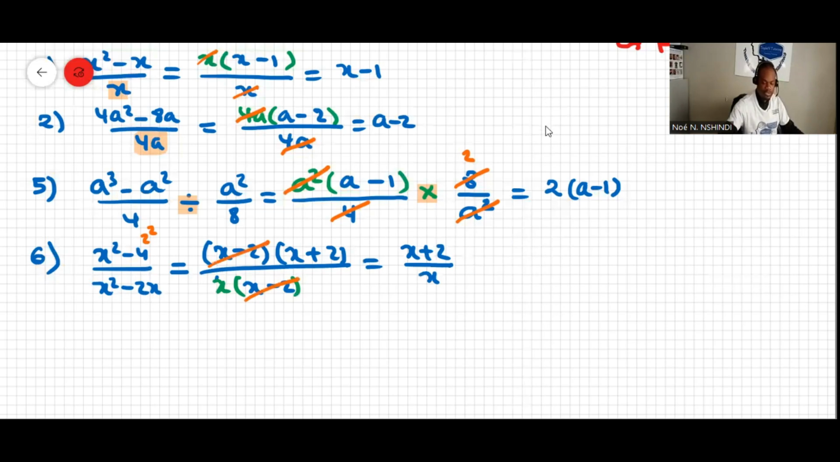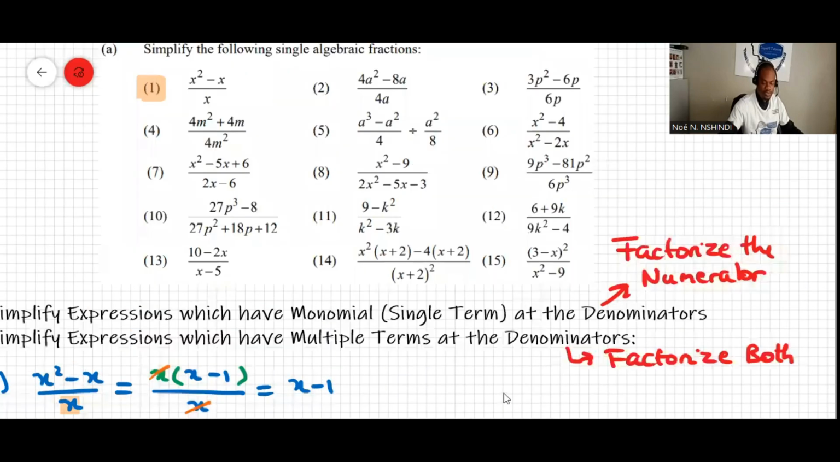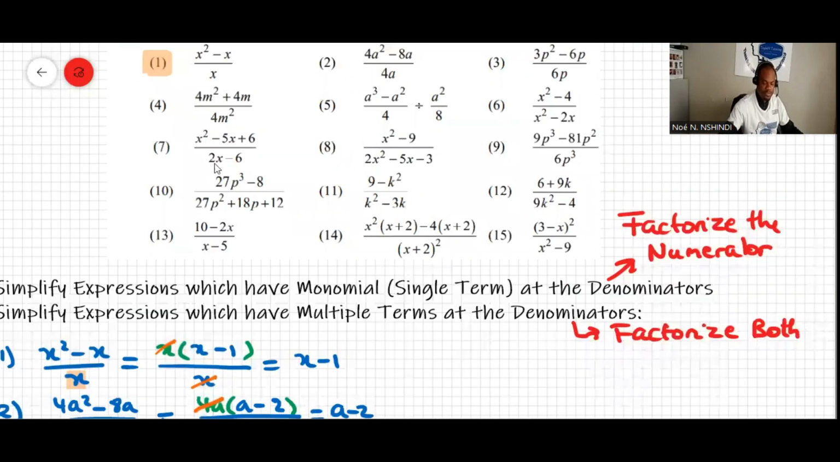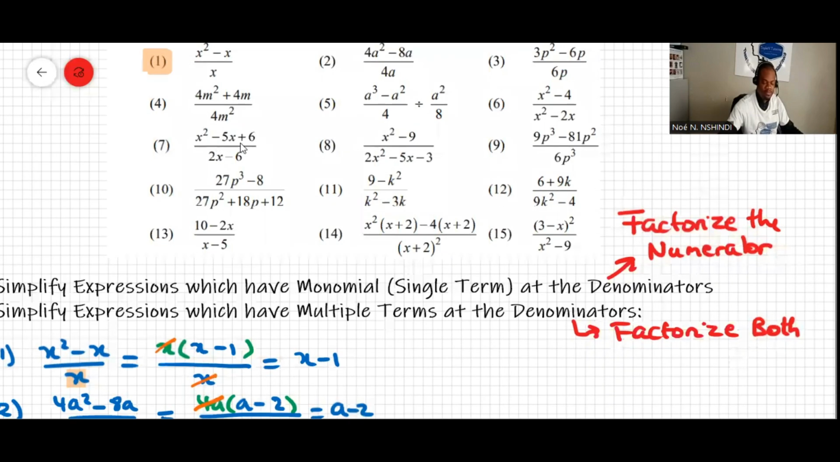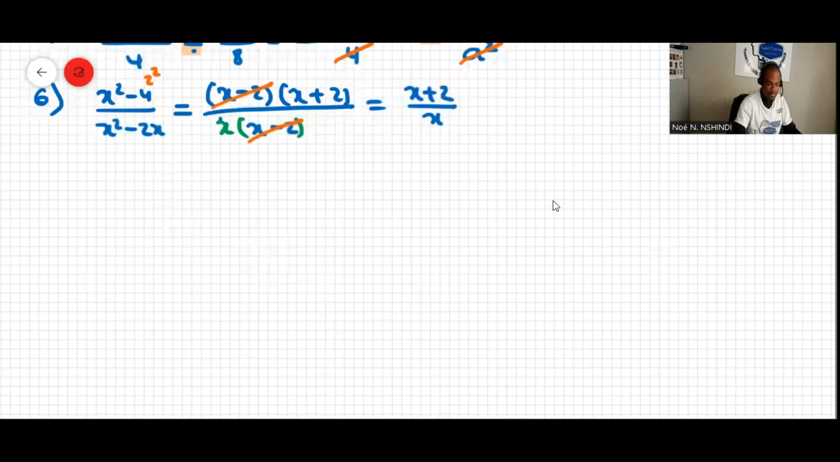Now that we did 6, we can also try question 7 now: x squared minus 5x plus 6 over 2x minus 6.